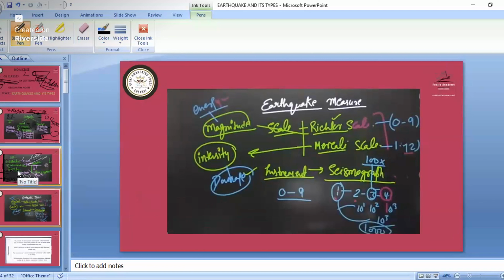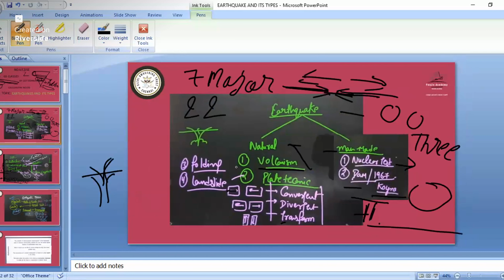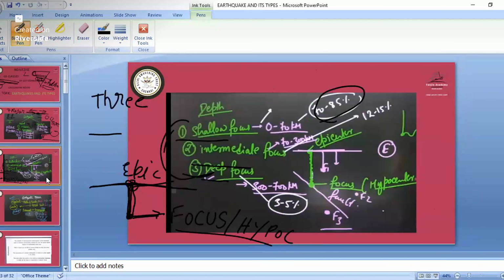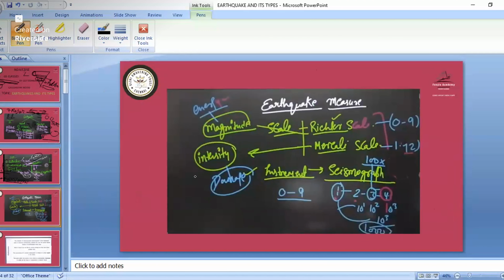So here we are studying earthquakes, natural and man-made. Then we are studying the epicenter, focus, then depth. On the basis of depth, the types of earthquake: shallow focus earthquake, intermediate focus earthquake, then deep focus earthquake. Now we'll see the earthquake measuring types.